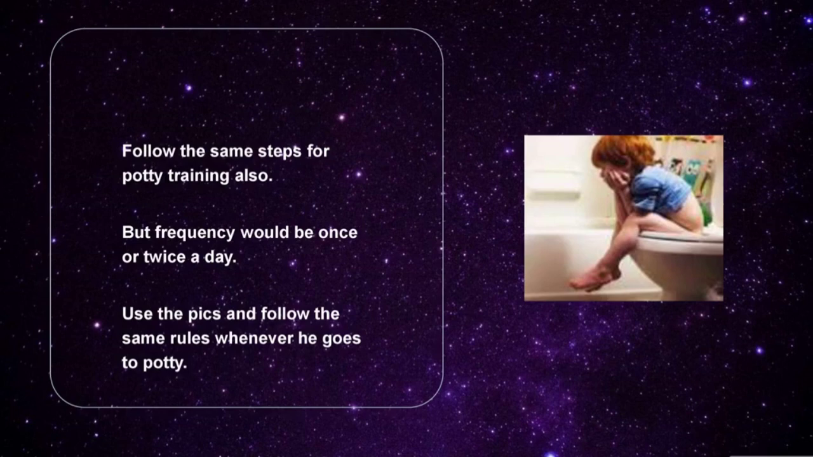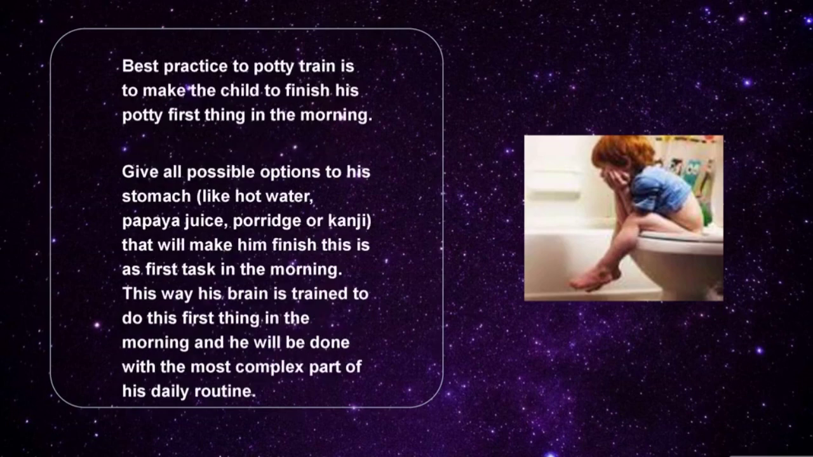Follow the same steps for potty training also, but frequency would be once or twice a day. Use the pic and follow the same rules whenever he goes to potty. So you know at what instances he goes to the potty, like after lunch or after breakfast. So you choose those timings and put it in your paper and take him to the restroom before that and say the word accordingly.